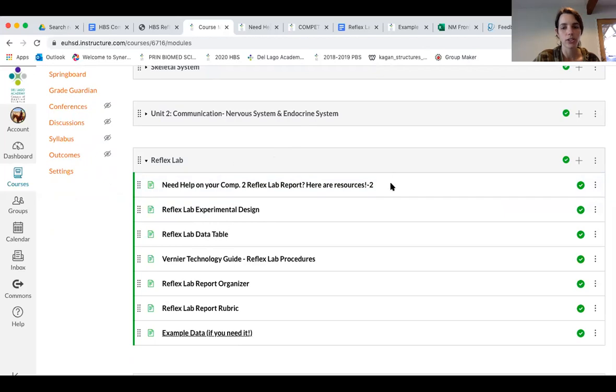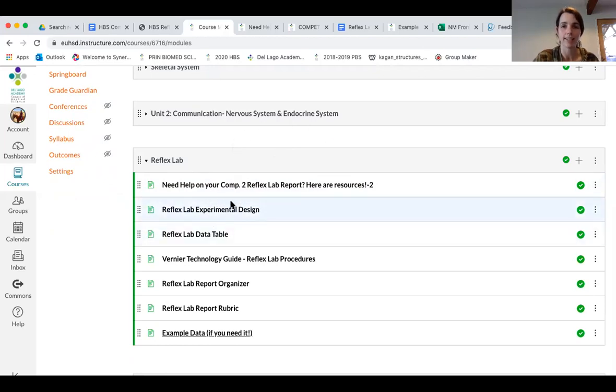This first page, which I'll click through in the future, has information to help support your background section of your lab report. That would be things like what reflexes are, right? How neurons communicate, etc.